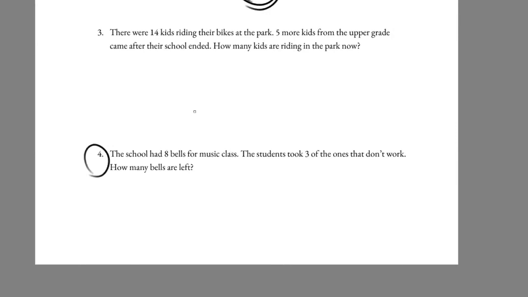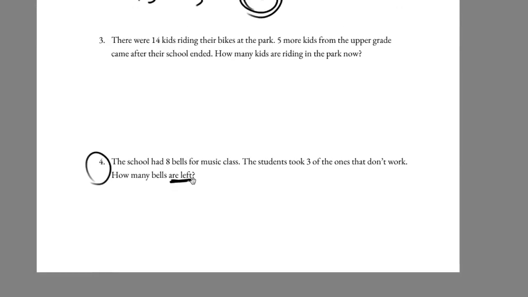The school has 8 bells for music class. The students took 3 of the ones that don't work. How many bells are left? Are left, this probably means that it's a subtraction problem. So we start out with 8 bells and take away 3 bells to account for the students that took away the 3 bells for the ones that didn't work. 8 minus 3, do a little bit of mental math, and we can figure out that this is 5 bells.